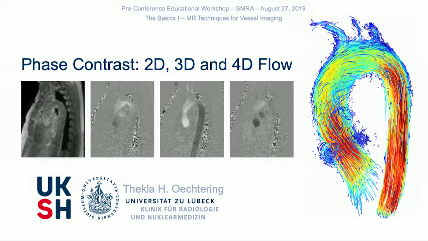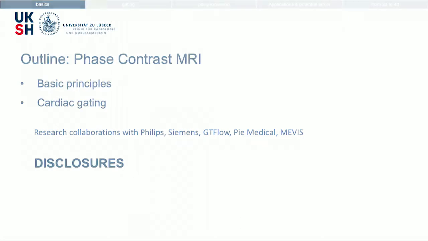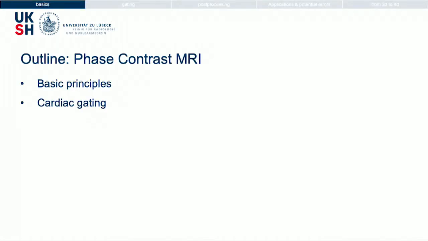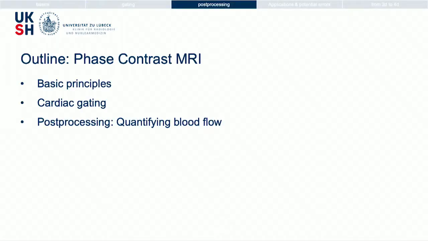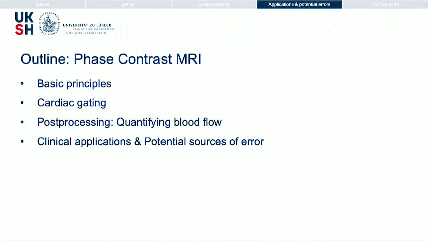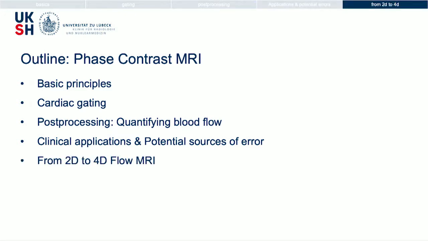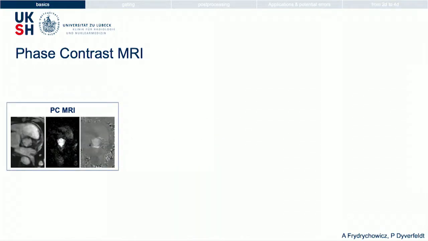Okay, so the next 20 minutes will be about phase contrast MRI. And I will talk about the basic principles in cardiac gating, then how to post-process the data, how to quantify blood flow. Then I will speak about clinical applications and especially errors you need to avoid when doing phase contrast MRI. And then I will say some things about 4D flow MRI, which is my research topic.